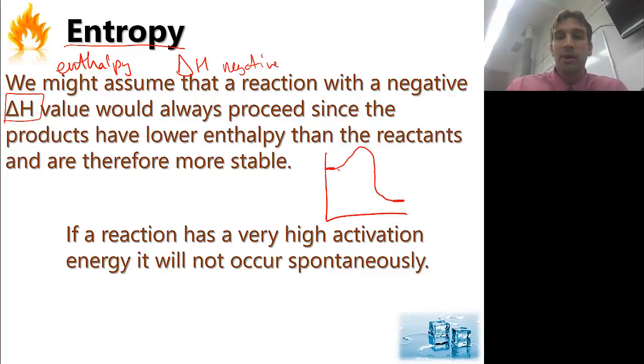Well, if the difference between our starting energy and the peak energy, which we call activation energy, is a really, really large amount, it may prevent this change from taking place. So again, we just want to consider that even though the enthalpy content may seem favorable, a reaction still might not occur if it has a very high activation energy.